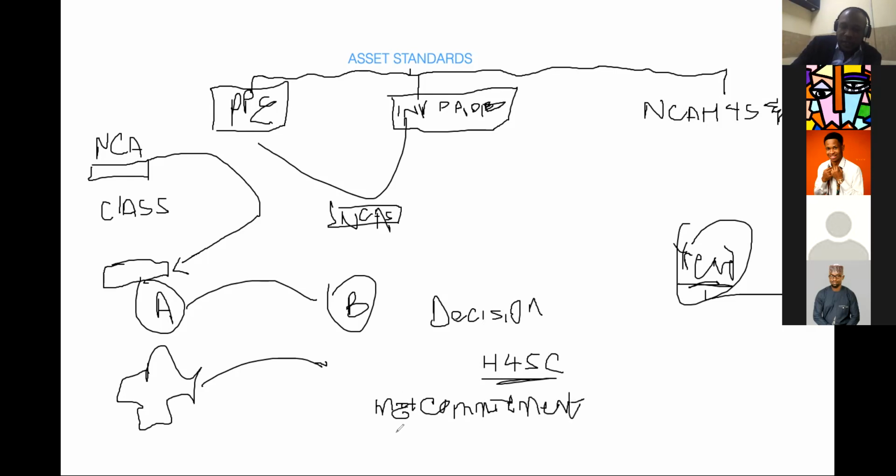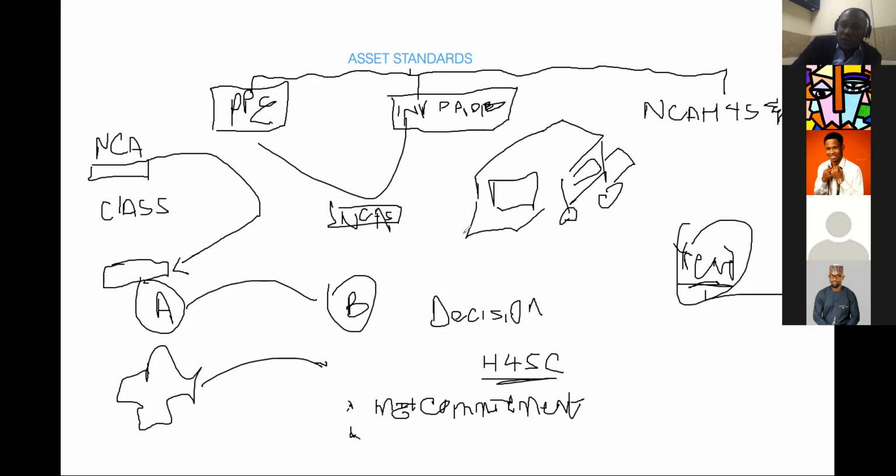Then another important thing is that the asset must be sellable in its current condition. So I usually say, when you see a car parked on the road with a for sale sign on it, and the tires are flat and the windows are broken, that car is not sellable in its current condition, and so it cannot be classified as a non-current asset held for sale. Do you get the point I'm making? So that will be one of the things. It must be sellable in its current condition.